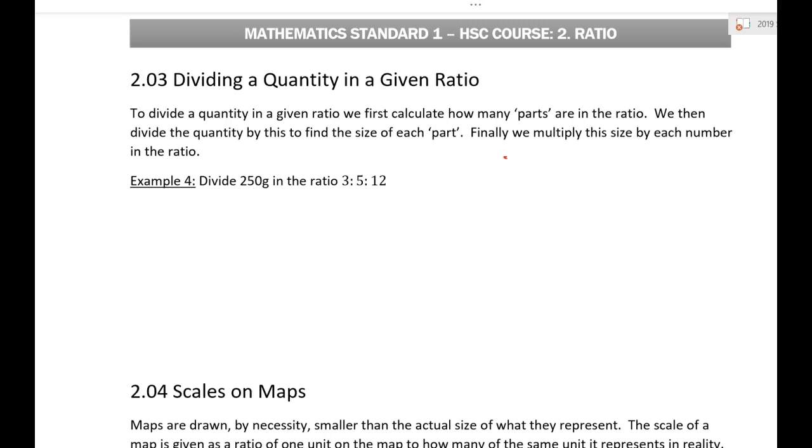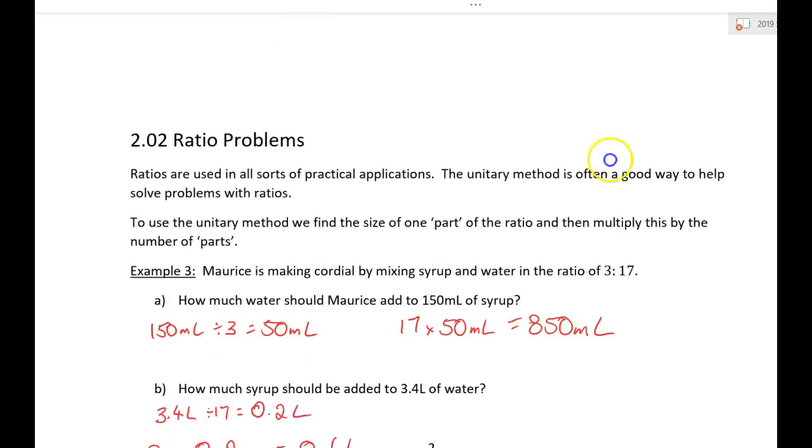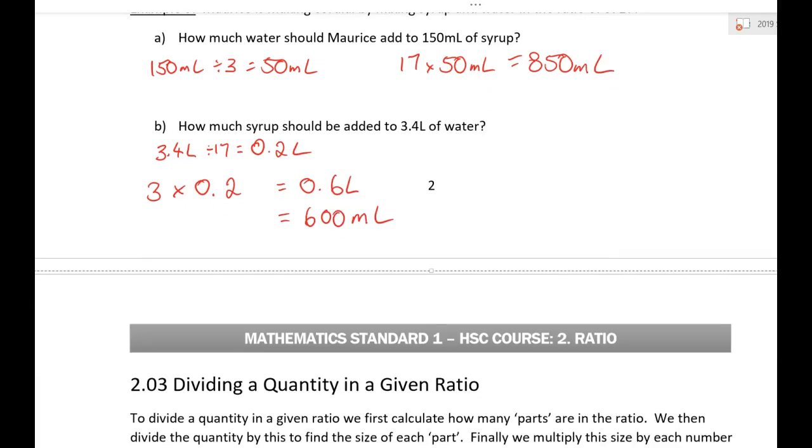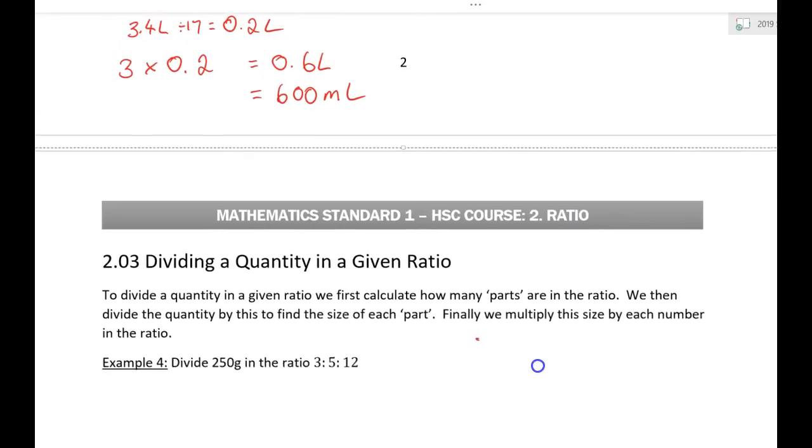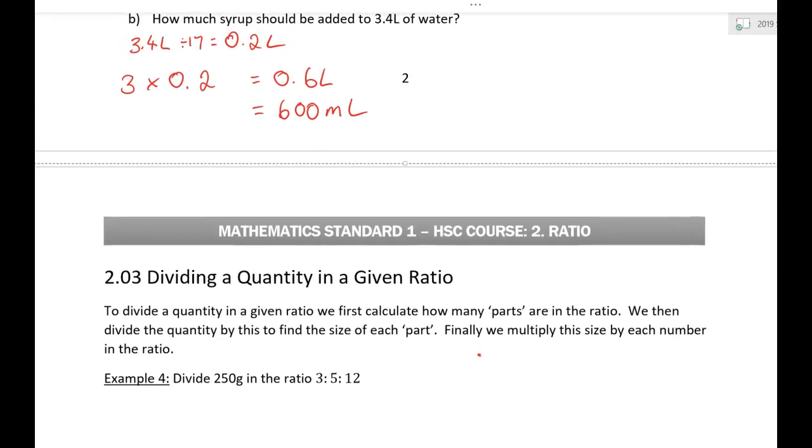Right, now we have looked at some other stuff with the ratios, simplifying them. And what are we doing this last one here? Some ratio problems, right? If I've got this much of this thing, how much of the other thing do I need?